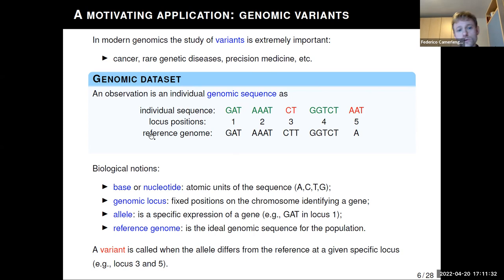Here you also have another important element, which is the reference genome. Indeed, for any population, you have an ideal genomic sequence, which is called the reference genome, and it is the following one. So for each locus position, you can compare the observed allele with respect to the reference allele. A variant is called when the allele that you observe is different from the reference allele. For example, in this individual sequence, we observe a variant at position 3 and at position 5, because this allele is different from the reference allele.